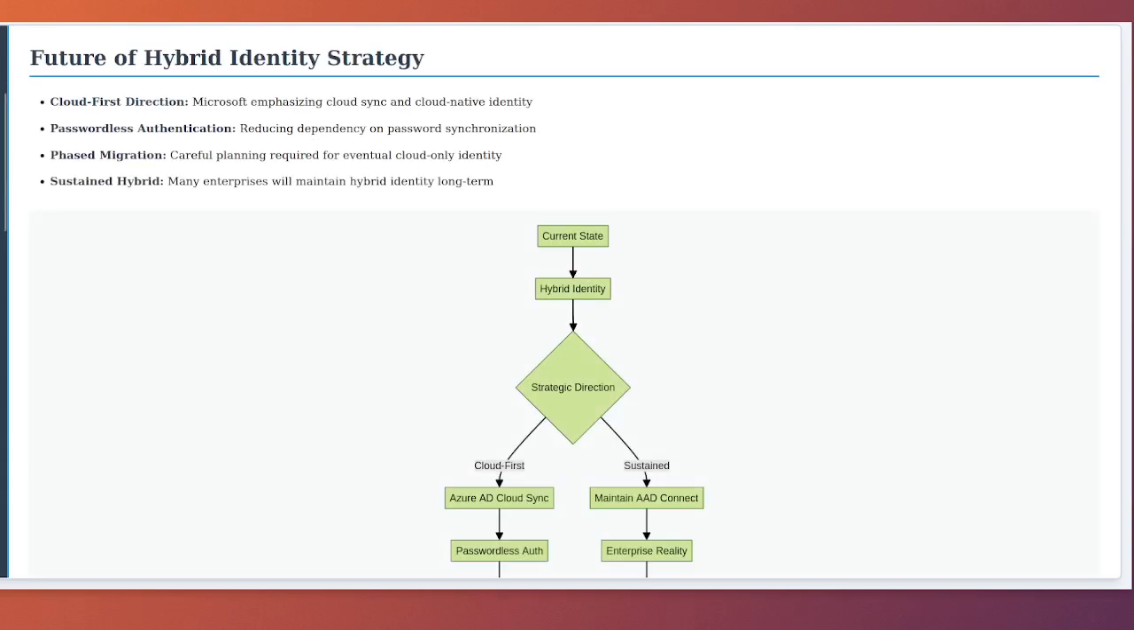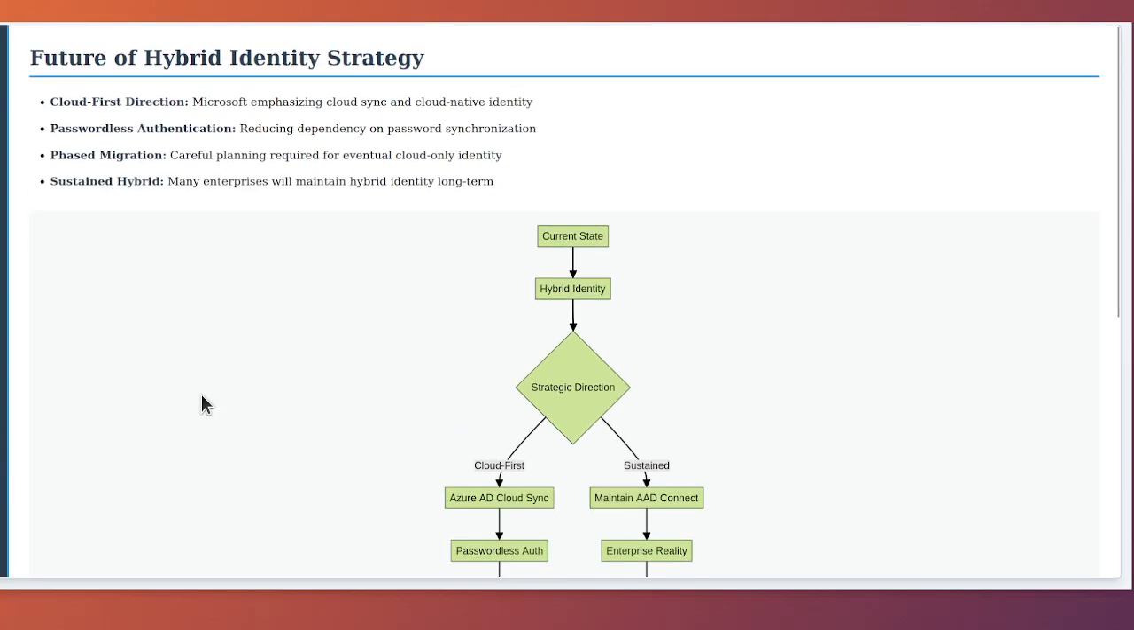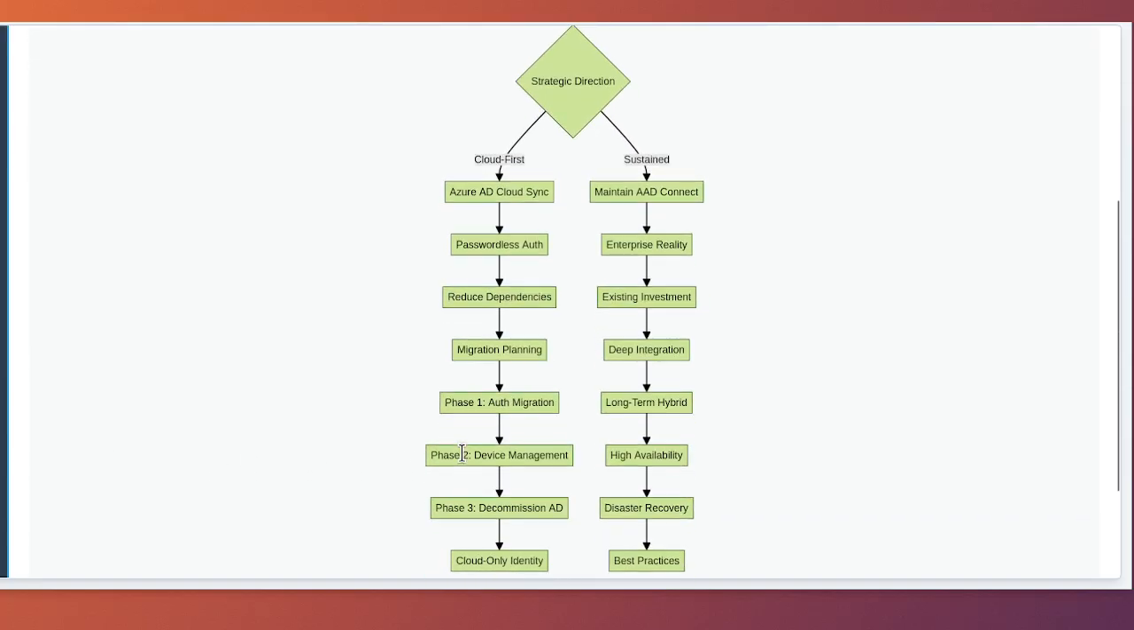Future of hybrid identity and migration planning. The landscape of hybrid identity continues to evolve as organizations increasingly adopt cloud-first strategies and Microsoft invests in cloud-native identity solutions. Understanding the strategic direction of hybrid identity technologies helps organizations plan their identity architecture investments and prepare for future migrations. While Azure AD Connect remains the primary synchronization solution for most organizations today, the emergence of Azure AD Connect Cloud Sync and the gradual expansion of native Azure AD capabilities signal a shift toward cloud-managed identity infrastructure.